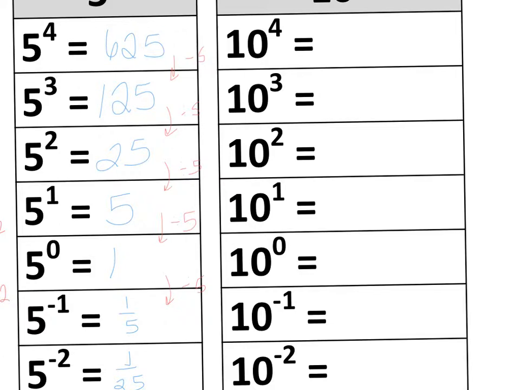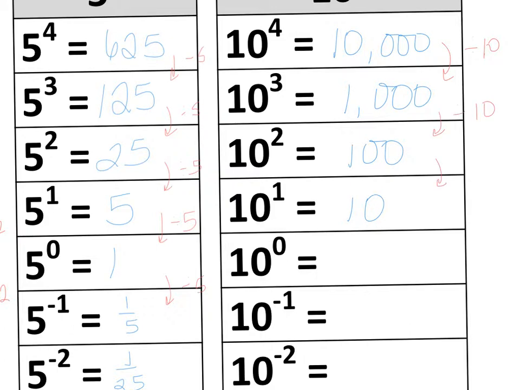So we have 10 to the 4th, which is 10,000. 10 to the 3rd is 1,000. 10 squared is 100. 10 to the 1st is 10. If we take a look at the pattern, 10,000 to 1,000 is dividing by 10. 1,000 to 100 is dividing by 10. 100 to 10 is dividing by 10. And therefore, if we kept up the pattern, 10 divided by 10 would be 1 whole.